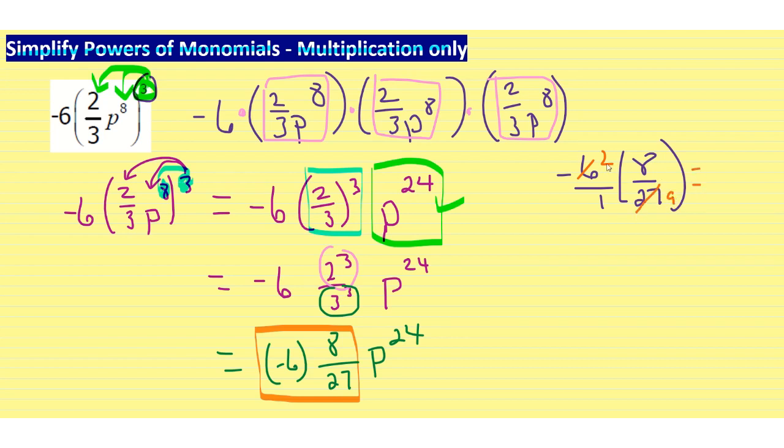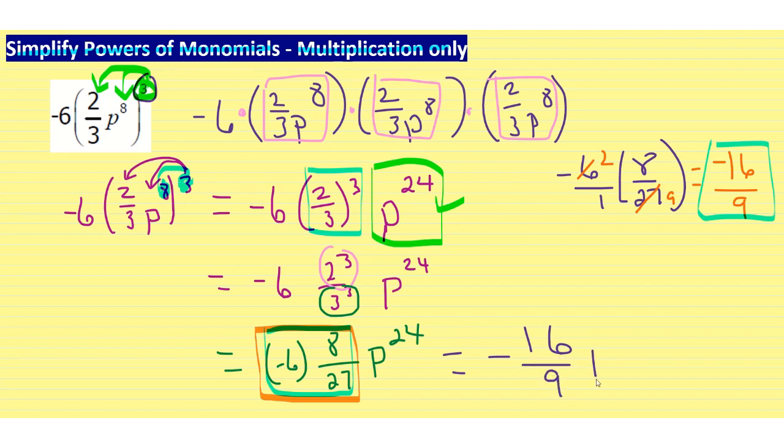So at that point, that makes my number smaller. So it's going to be -2 times the 8, which is going to be -16, and 1 times the 9 in the denominator. Okay, so this right here is what this is going to simplify to. So now we can go ahead and rewrite everything, and it's going to be equals -16/9 times the p to the 24th power.